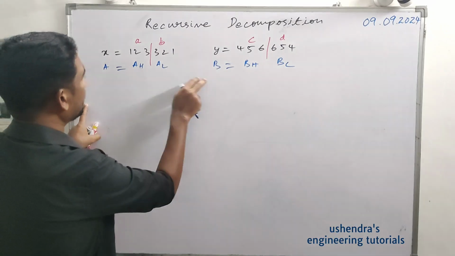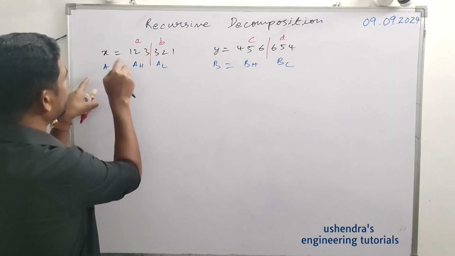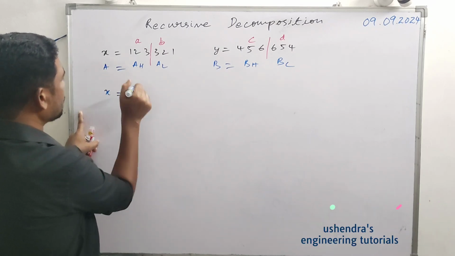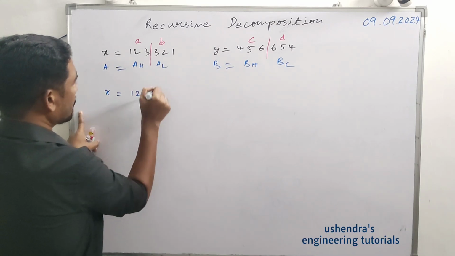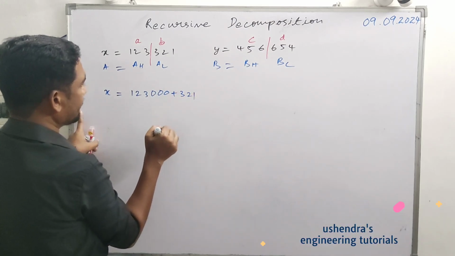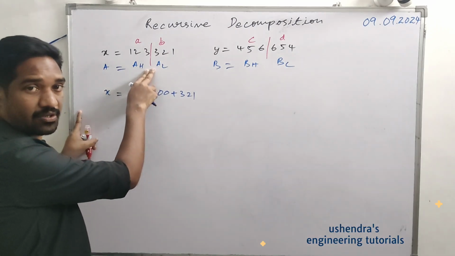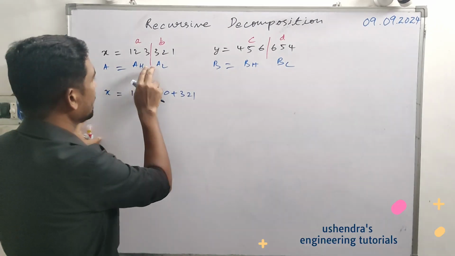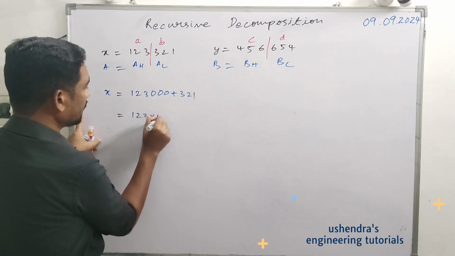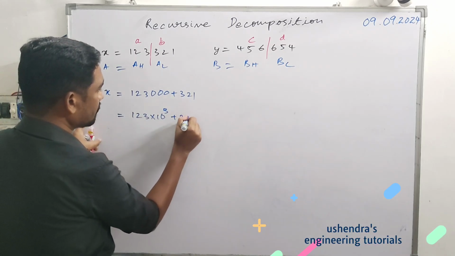And when we multiply, this number x could be more generalized. For example, x can take the form 123000 plus 321, isn't it? The same thing like addition. And remember, it's a decimal number. We are still not working on binary. It's still a decimal number. And more precisely, 123 into 10 raised to 3, 10 raised to 3 plus 321.